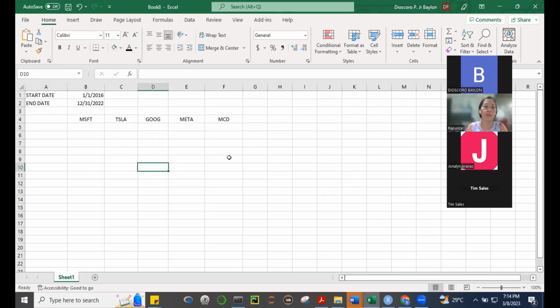Anybody? Kunyari, I'd like to give this a name. Ito, bibigyan ko ng pangalan to na start date. Ito naman end date ang ibibigay ko. Would you know how to do that? Anyone?